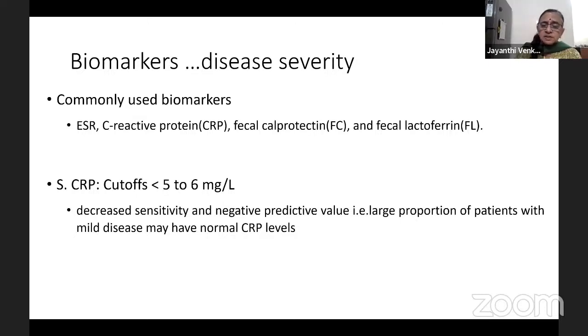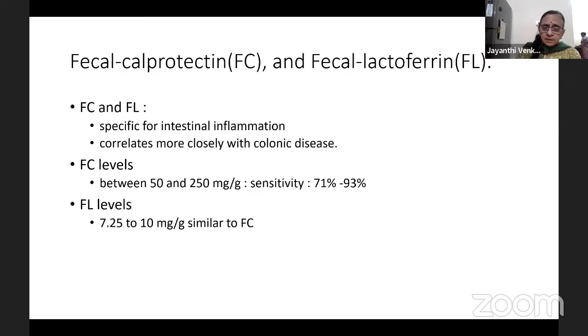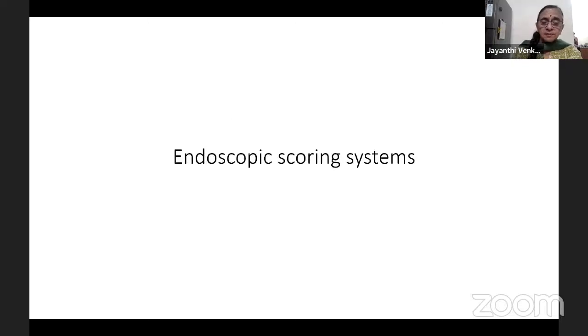Okay, and it includes the fecal calprotectin and fecal lactoferrin. And the cutoff for the CRP is less than 5 to 6 milligram per liter. Fecal calprotectin and fecal lactoferrin are quite specific for intestinal inflammation. And we have the values mentioned here, between 50 and 250 for fecal calprotectin, and fecal lactoferrin is 7.25 to 10 milligram per gram, which is almost similar to fecal calprotectin. This is what we do in our day-to-day practice. It is an expensive test. So we do that in patients who have a flare, and we're not quite convinced whether it is a flare due to IBD or it is otherwise an unknown cause for the flare.